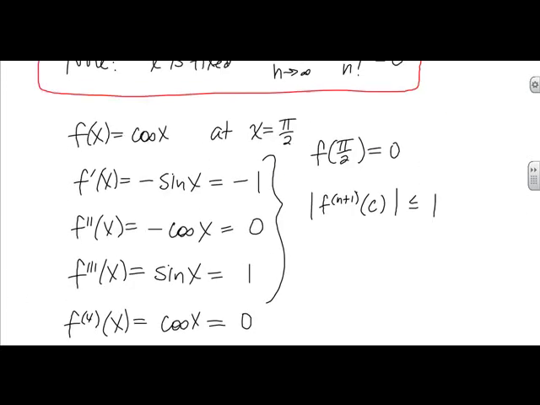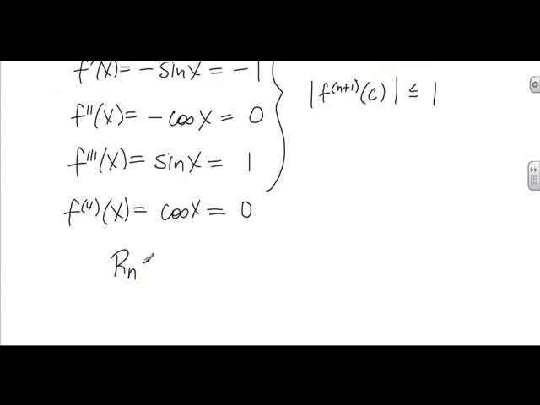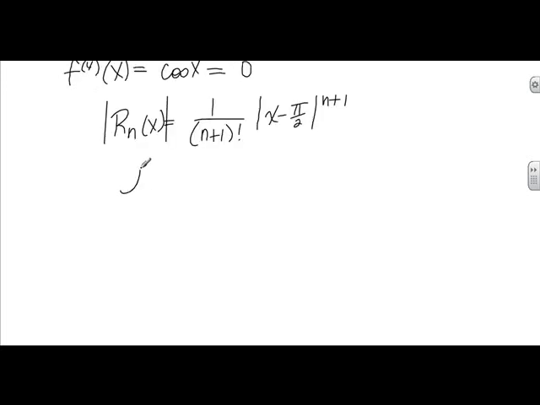The remainder is going to have the form: the absolute value of R n of x is less than or equal to 1, because that is the maximum value for our derivative, over n plus 1 factorial, times the absolute value of x minus pi over 2 to the n plus 1 power. So we want to take the limit as n approaches infinity of the absolute value of x minus pi over 2 to the n plus 1 power over n plus 1 factorial.